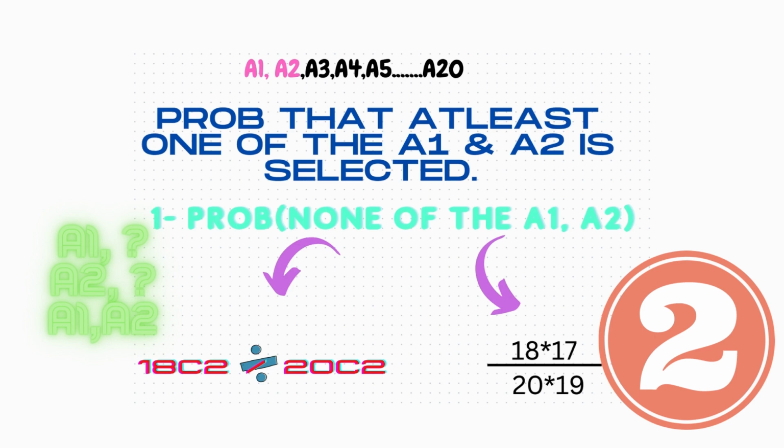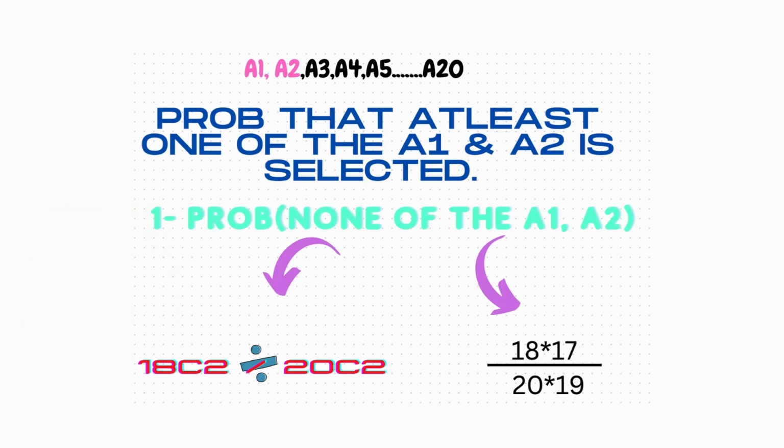A1 is selected and not A2 but something else from A3 to A20. Similarly for A2, A2 is selected, not A1, and something else from A3 to A20, because we have to select a total of 2. And the third case would be A1 and A2 are selected and nothing from A3 to A20. So three cases we would have to sum up.